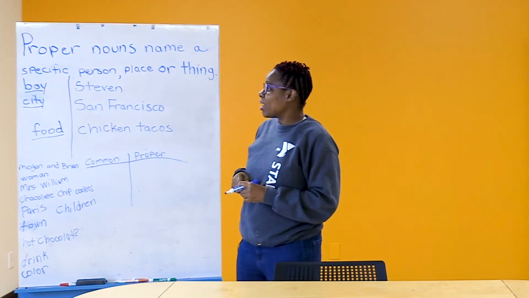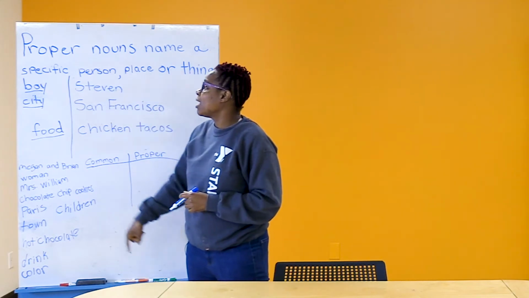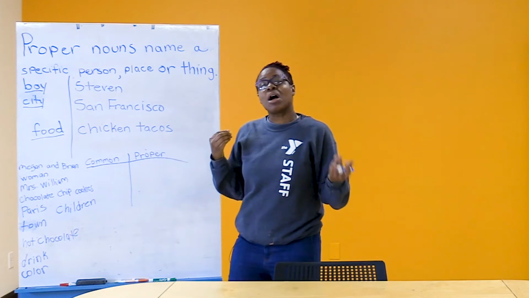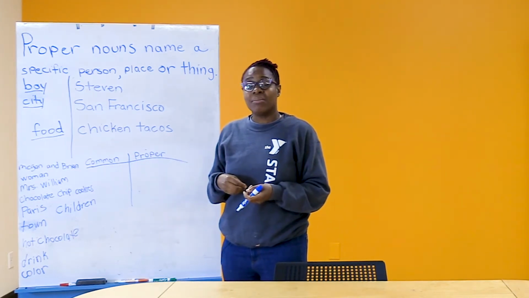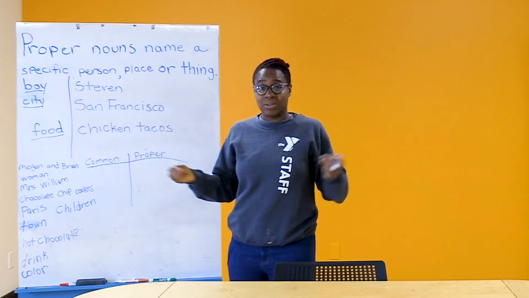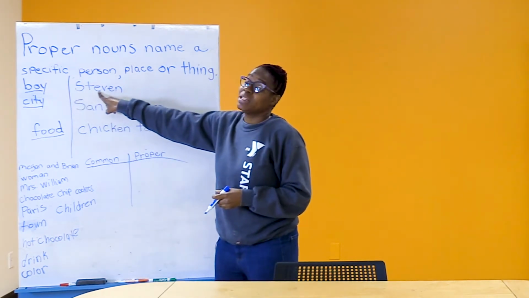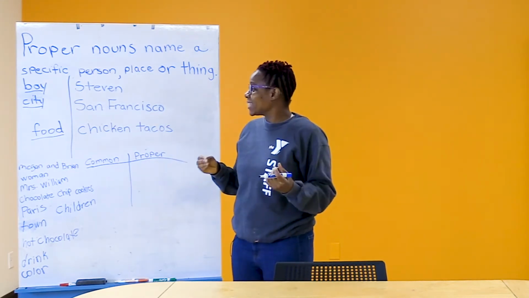For example, I have my common nouns on this side and I have my proper nouns on this side. I have boy, city, and food. Those are common nouns. However, if I give them a specific name, they'll now become proper nouns. For example, boy is now Stephen. Stephen is a noun even though he's still a boy.